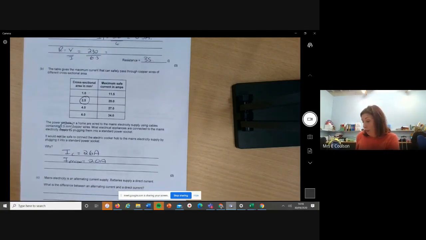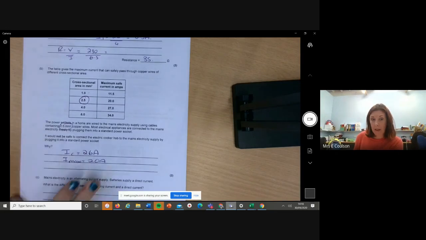So basically it would trip your circuit straight away, or if there wasn't adequate safety, then it would probably set it on fire. So that wouldn't be great. Okay, so how would you describe that? You're just going to say that the current of the cooker exceeds the maximum safe current. And that's all you have to say for that.